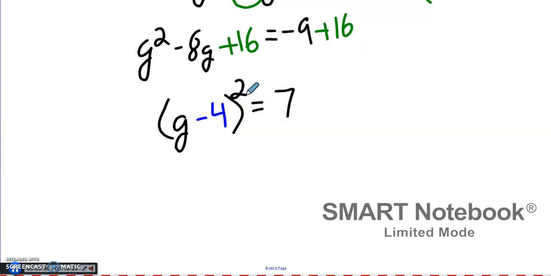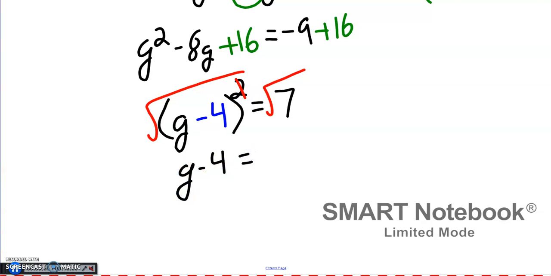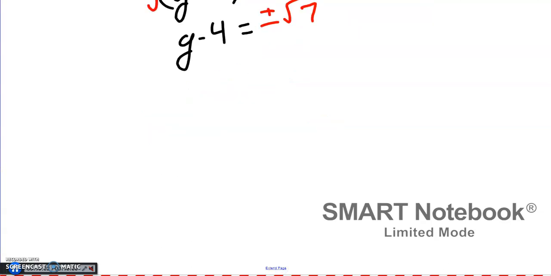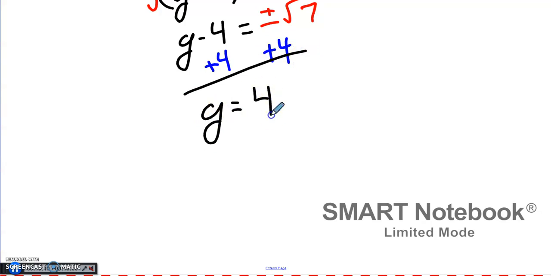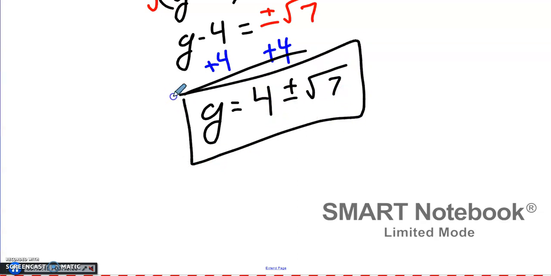So now we need to cancel out the square by taking the square root of both sides. We get g minus 4 is equal now to plus or minus the square root of 7. We can't simplify the square root of 7. So now we want to get that g all by itself. We're going to add 4 to both sides. When we do that, we get g is equal to 4 plus or minus the square root of 7. Sweet. And that's how we complete the square.